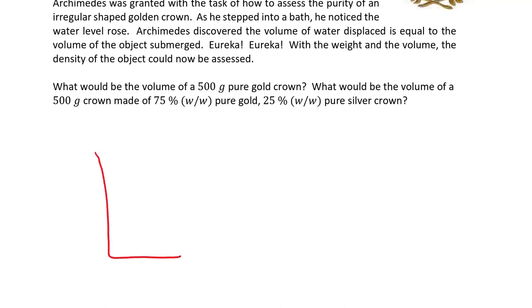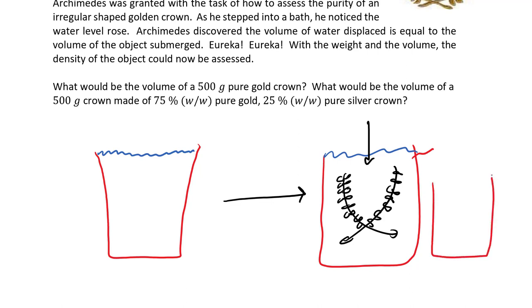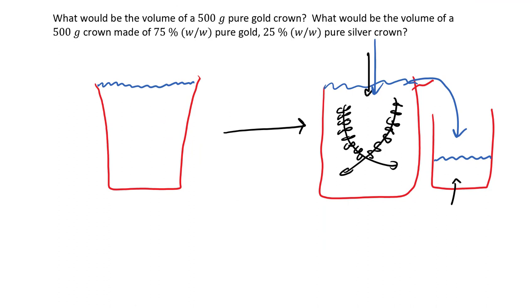Again, if we take a beaker and fill it up with water, what we can then do is place our golden crown into that beaker. Something like that. We can put a little lip on the side and put another beaker underneath. When we add this in, the water will pour out. As Archimedes discovered, this volume will be the same as the crown.